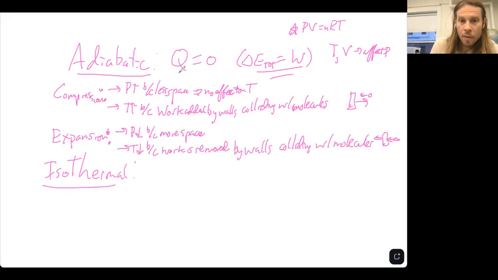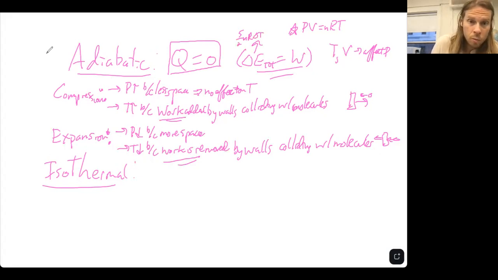Great. That's adiabatic. Heat is zero. So therefore the total energy change will be entirely by this process of the work added or the work removed. Remember, delta E total is the change in temperature. That's 5/2 nR delta T, entirely by work.